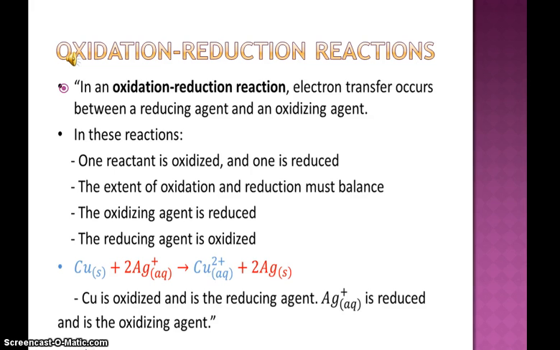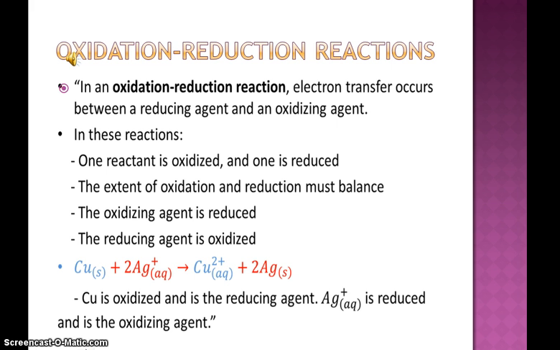In an oxidation-reduction reaction, electron transfer occurs between a reducing agent and an oxidizing agent. In these reactions, one reactant is oxidized and one is reduced. The extent of oxidation and reduction must balance. The oxidizing agent is reduced, and the reducing agent is oxidized.